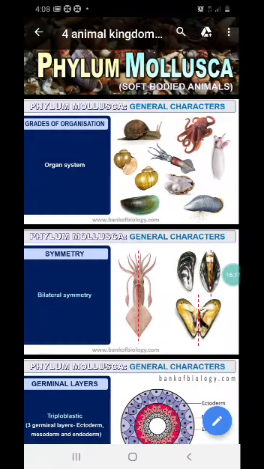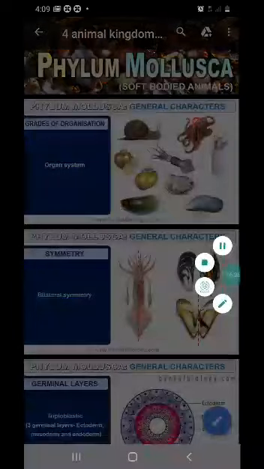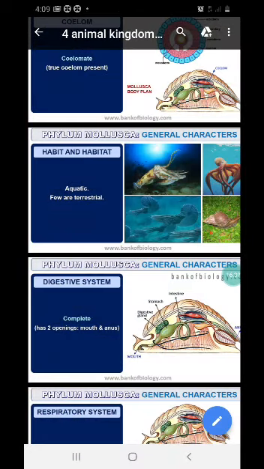Next we go on to phylum Mollusca, which means soft-bodied animals. Now we will see the general characters. They possess organ system level of organization. They have bilateral symmetry, triploblastic, and coelomate organization. Coming to the habit and habitat, most of them are aquatic and few are terrestrial, and they possess all the organ systems, children. They have a complete digestive system.